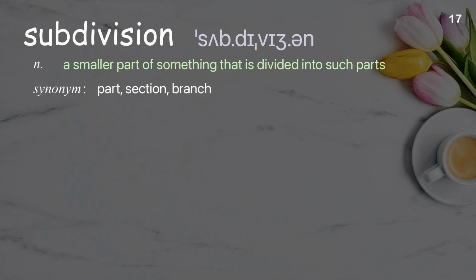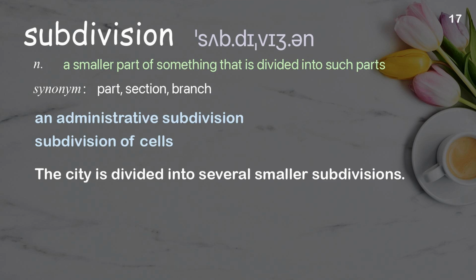Subdivision: a smaller part of something that is divided into such parts. Examples: An administrative subdivision. Subdivision of cells. The city is divided into several smaller subdivisions.